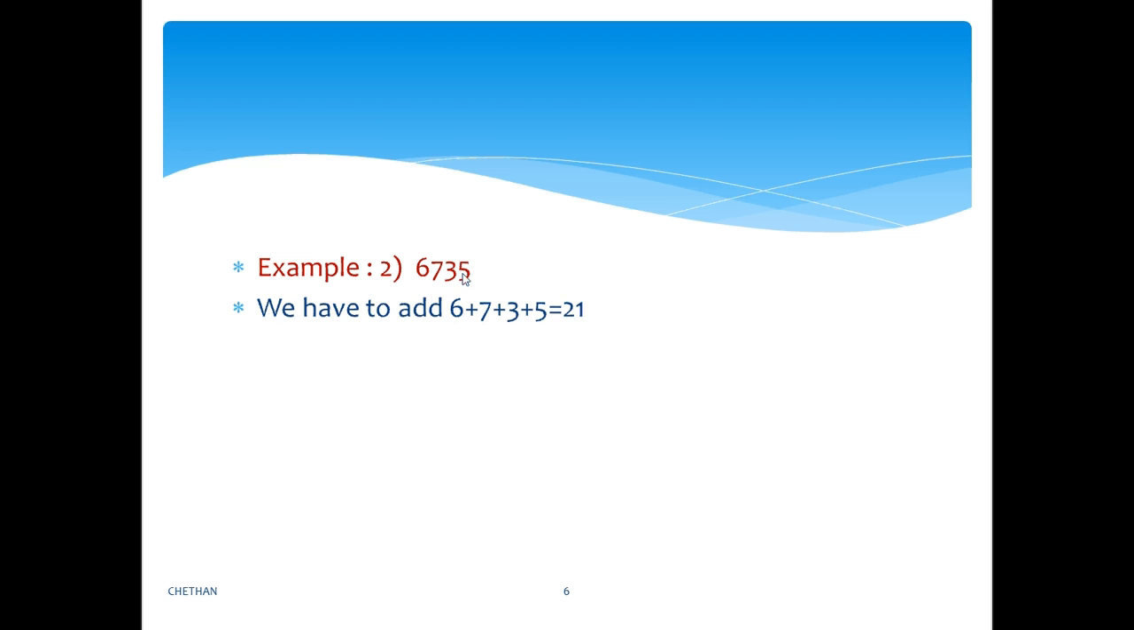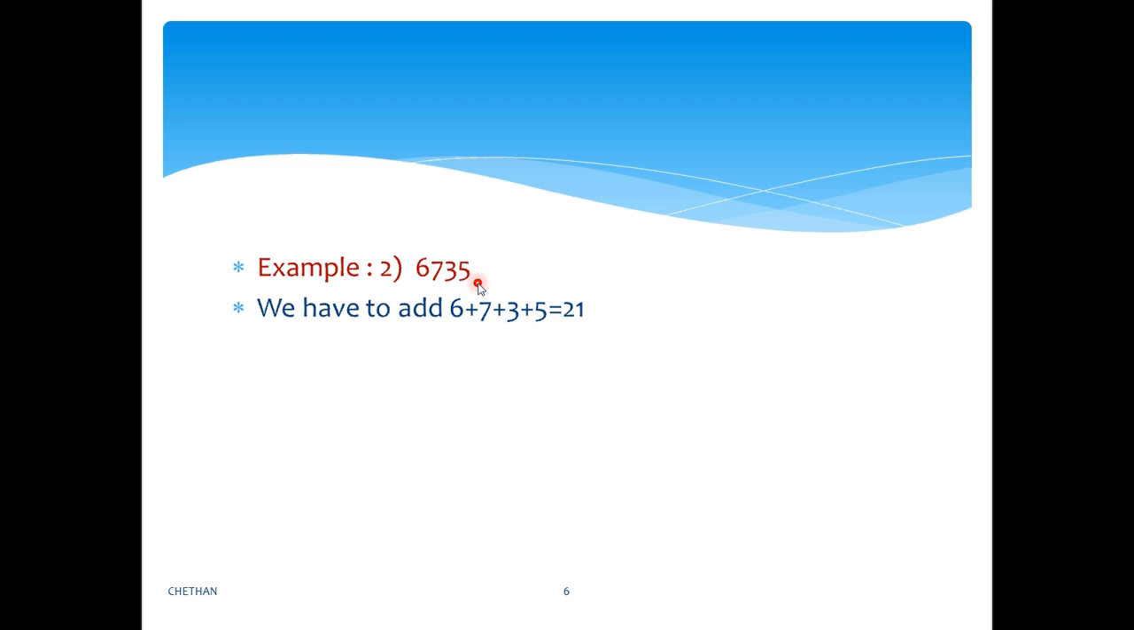We are going to add the digits of this number now. 6 plus 7 plus 3 plus 5. It becomes 21. Now we have to check whether 21 is divisible by 9. Is that divisible by 9? No. 21 is not divisible by 9. That means 6735 is not divisible by 9. Okay. Then is 21 divisible by 3? Yes. 3 sevens are 21. That means 21 is divisible by 3, so 6735 is divisible by 3.